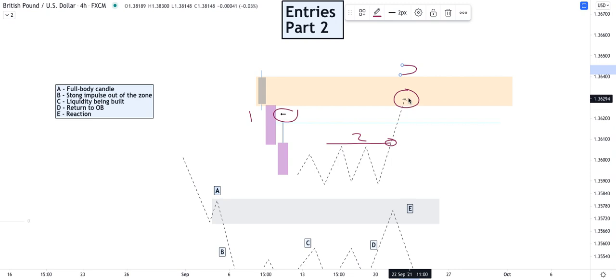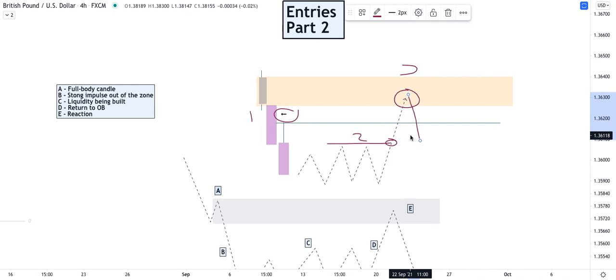Then we want to typically see a quick reaction out of that area, showing us that we are really on the right side of the trade. We have the orders backing it. We are with the banks or institutions or whatever you want to call it. You can then say, oh, I'm an institutional trader. I trade with the institutions. You can say that if you want to.